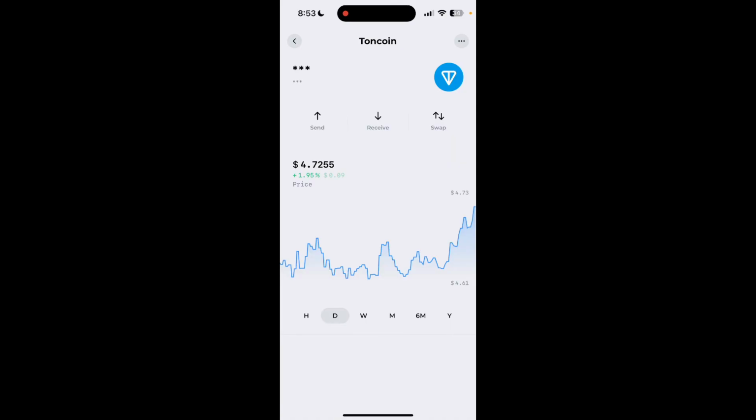By following these steps, you can effectively track the performance of your asset in your Ton wallet, allowing you to make informed decisions about your investment.